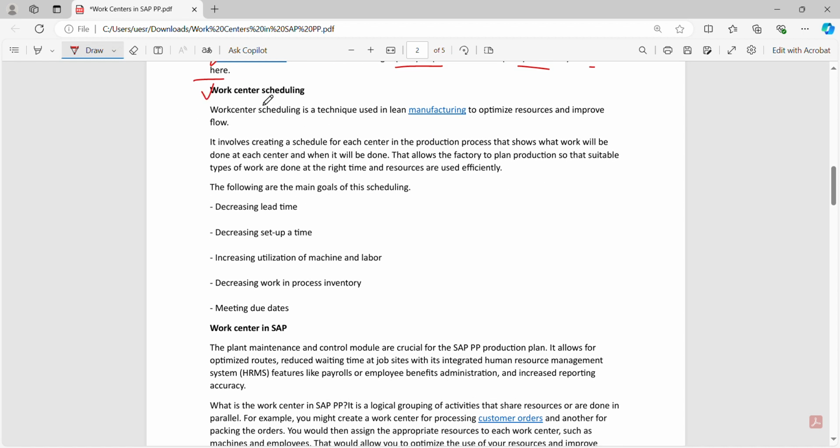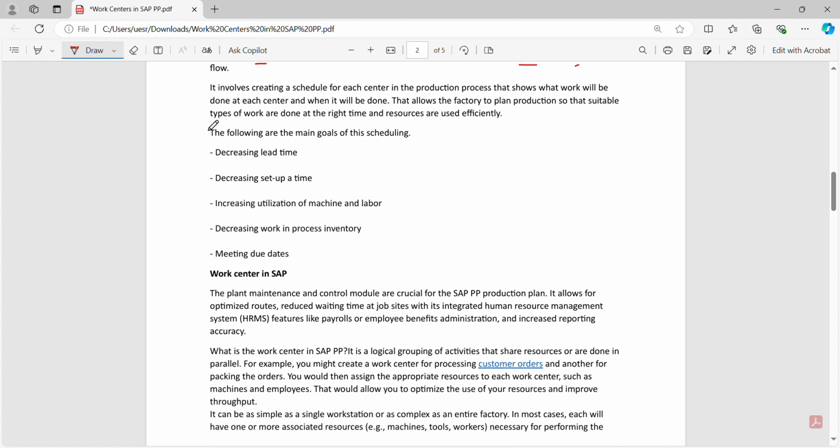Another thing is work center scheduling. Work center scheduling is a technique used in manufacturing to optimize resources and improve flow. It involves creating a schedule for each center in the production process that shows what work will be done at each center and when it will be done. That allows the factory to plan the production so that suitable types of work are done at the right time and resources are used efficiently.